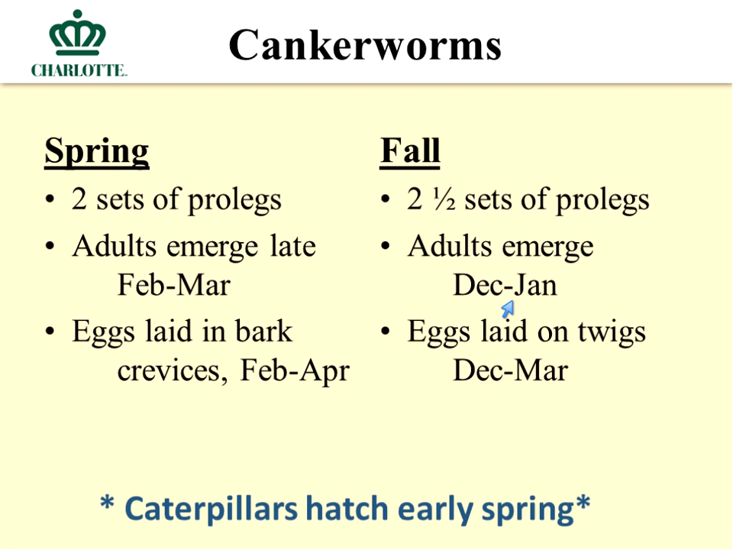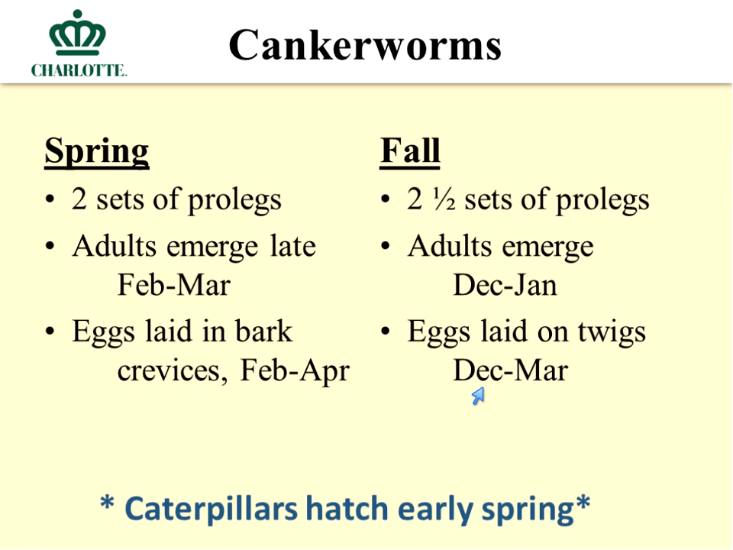The spring cankerworm, they lay their eggs loosely in bark crevices. So it'll just be a couple eggs here and there in the bark crevices, usually around February to April. The fall cankerworm, the eggs are laid on twigs. They're these nice little masses of eggs, and I'll show you a picture of that in just a little bit. And that's going to be pretty soon after they come up out of the ground.